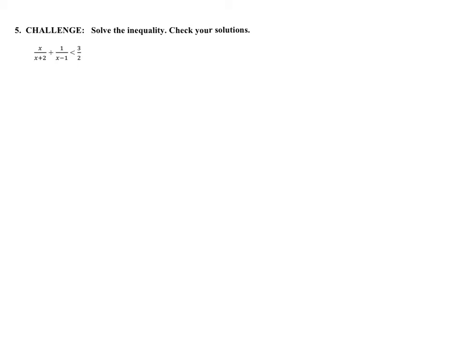Okay, the challenge problem doesn't look too challenging. We start with our excluded values. X does not equal -2. X also does not equal 1. Then we solve the related equation. So even though it's an inequality, we pretend it's an equation, and we solve that.